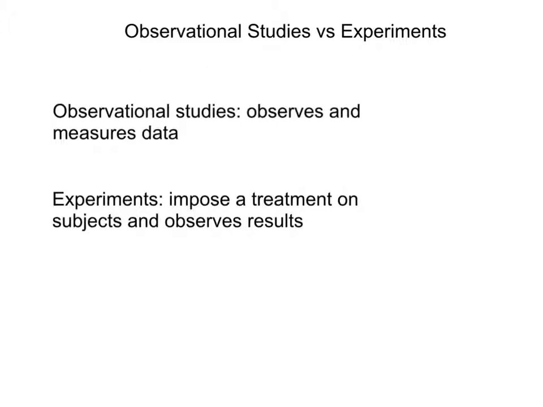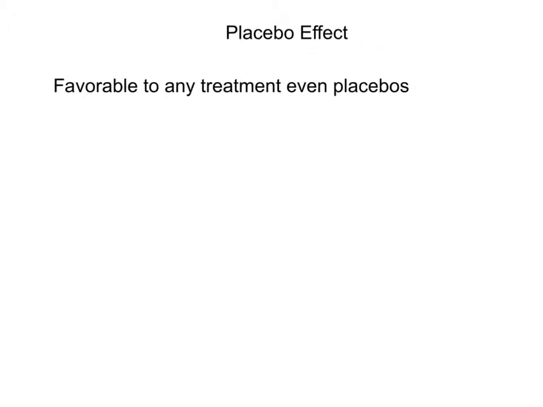Well, in an observational study, you observe and you measure data, but in an experiment, you actually impose a treatment on subjects and you observe the results. So the difference is that experiments have treatments. Another thing to keep in mind with experiments is the placebo effect. This is when a patient is favorable to any treatment, even placebo.